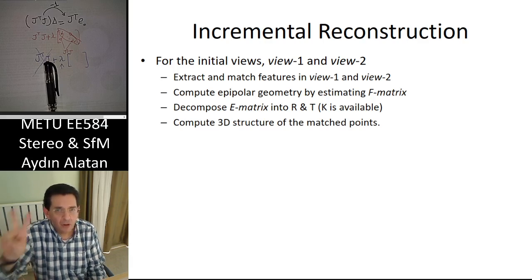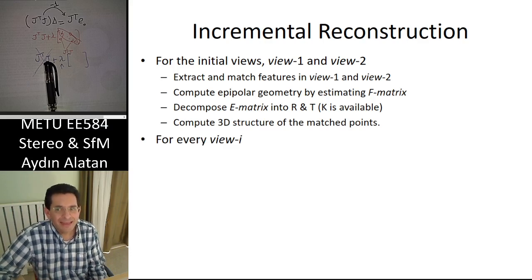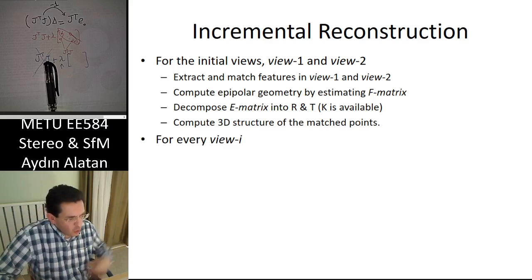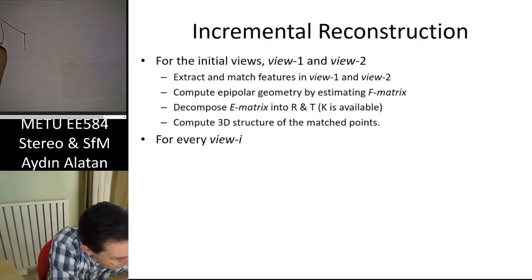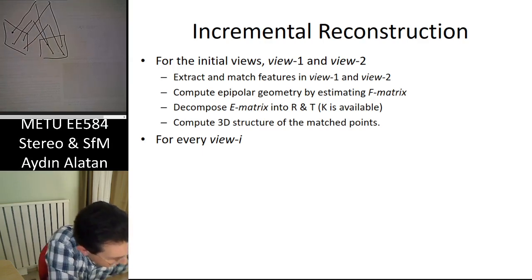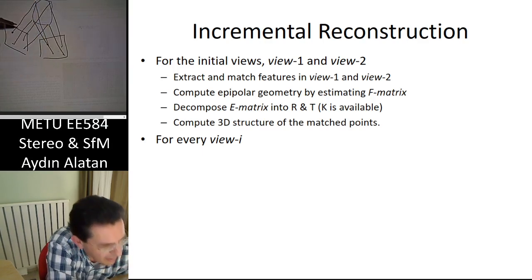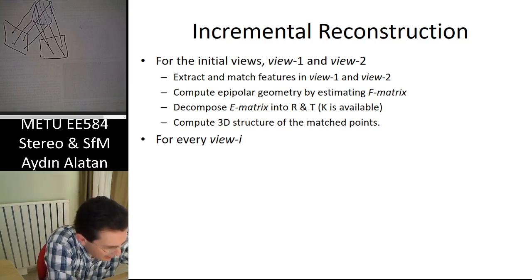Now what do I have? Two views, some matches, and the 3D structure up to a scale. Now, for every new view, let's do it together here. View 1, view 2, matches. Like this is a 3D structure here, something like this, and you obtain this one. Now the next step is tricky.